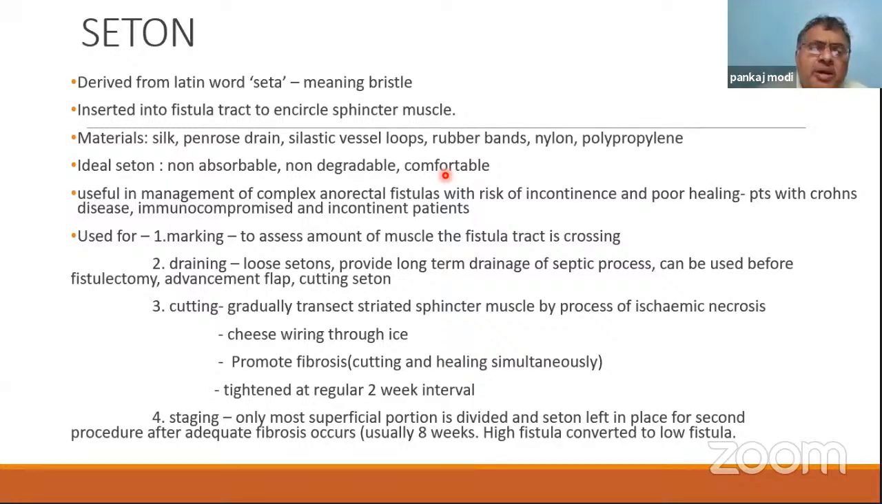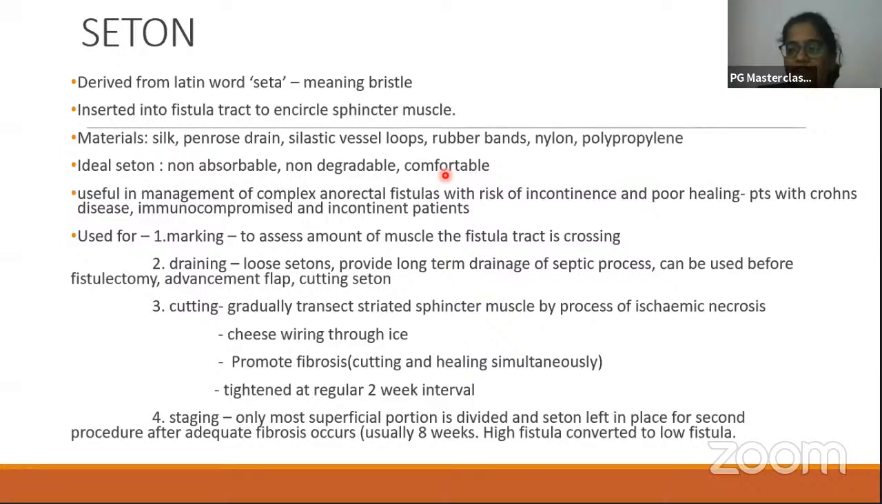Actually, remember, there are basically two setons, draining and cutting. They basically depend upon these two. The marking seton will be converted into either a draining seton or a cutting seton in the second stage. Or in rare circumstances, it is removed. Principally, why do we put a seton? Understand this point. Actually, marking and staging are the same, not much of a difference.